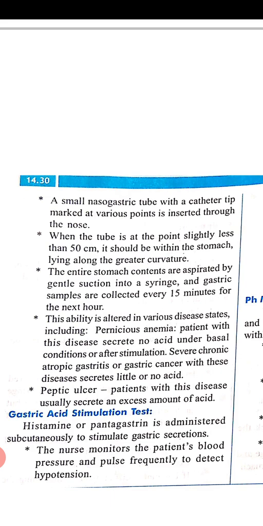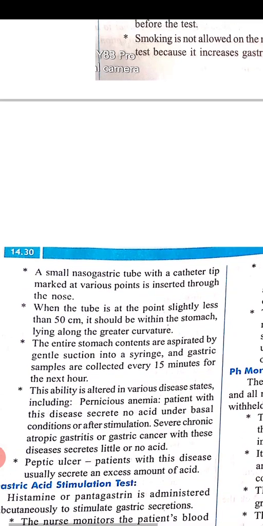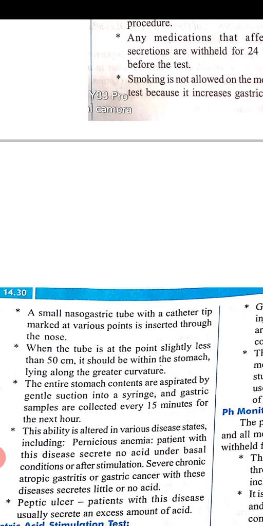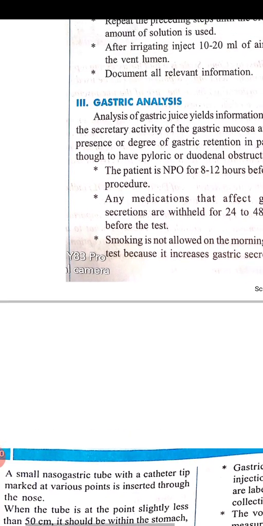A patient with pernicious anemia, or any type of disease where there is no capacity to secrete acid even after stimulation, the patient who has severe chronic atrophic gastritis or gastric cancer, pernicious anemia, in those patients acidity should be analyzed by the method known as the gastric analysis method.